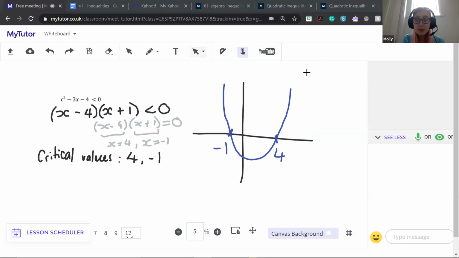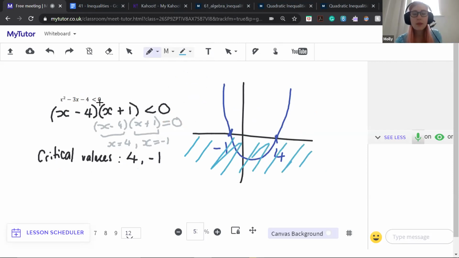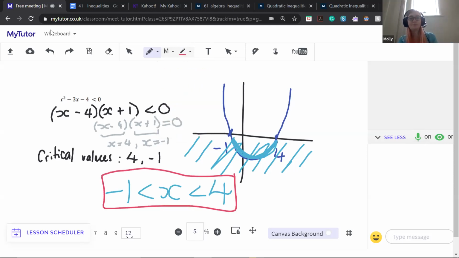So now what we want to do is work out which part of that curve we want. Well, we're looking for this inequality to be less than 0. So we want everything less than 0, underneath 0. Simple as that. So we want anything that falls here. So what we're looking at is any part of the curve that falls underneath the x-axis, which is clearly just this bottom part of the curve here. And where the points fall there, well, anywhere that those points are between minus 1 and 4. And that is your solution to this inequality.